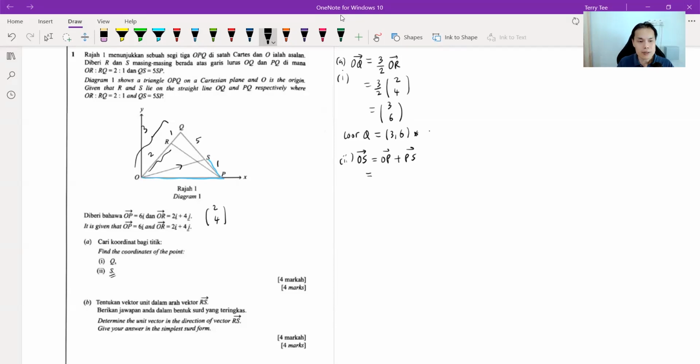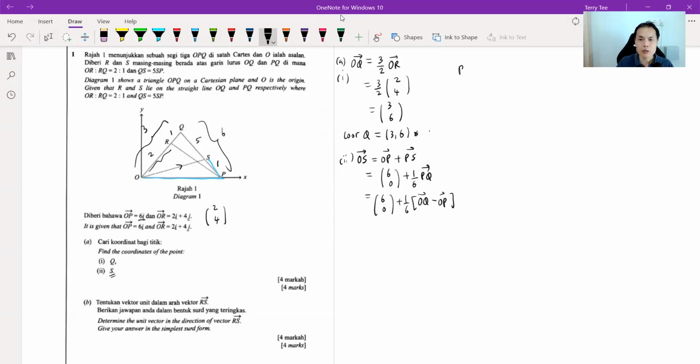So your OP, as we know, P is 6i here. In column vector, we write 6, 0. And PS is 1 over 6. The whole thing is 6. PQ is 6. PS is 1. So we write 1 over 6 of PQ. And we know that PQ is quite easy to find. We can go P to O, O to Q. Now, personally, I like to use OQ minus OP.